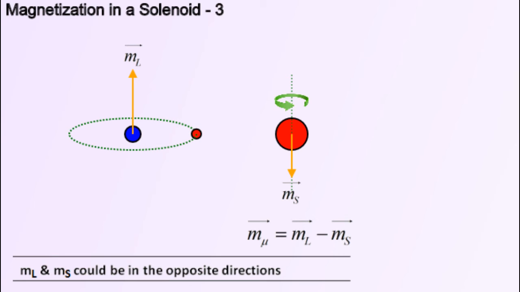In the further lessons, when we talk about magnetic moments, you will have to think in terms of the net magnetic moment, considering both the orbital and spin magnetic moments.